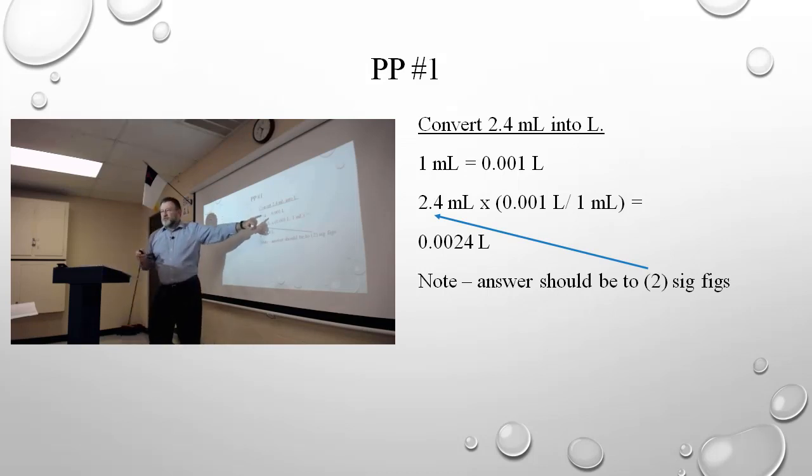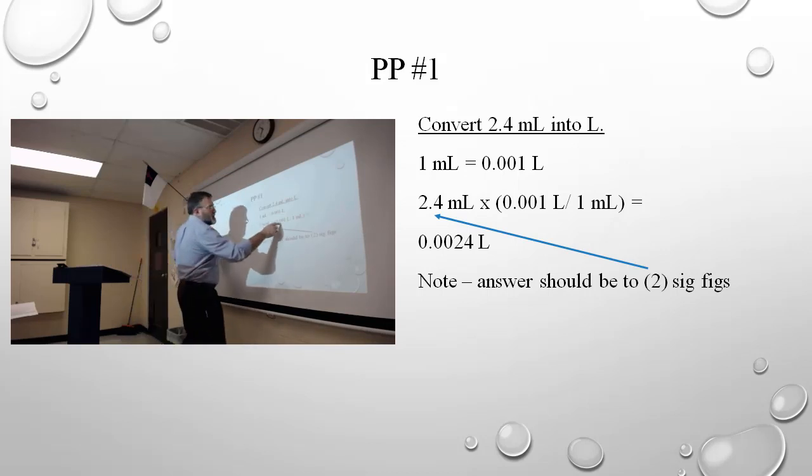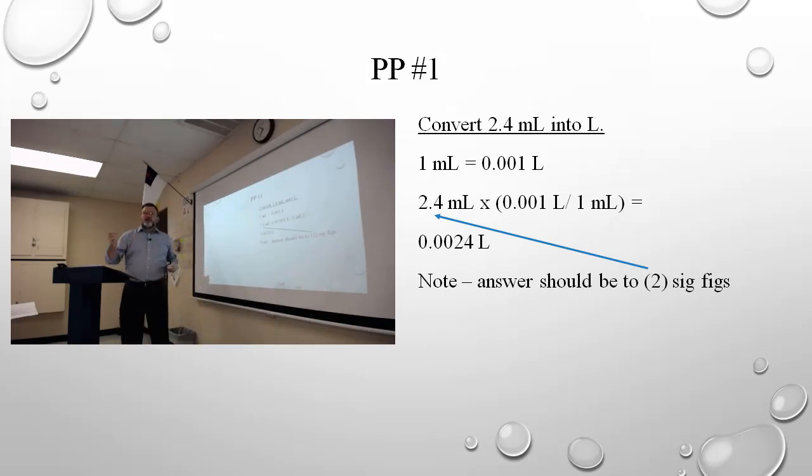I'm given 2.4 milliliters. The 2.4 has two significant figures. Everything else I do is by definition, so it's not going to affect my number of significant figures. I don't have to look back here and go, okay, wait a minute, there's one significant figure here, there's one significant figure here, and I know in multiplication it's the same as the least, so therefore it's only 1. No, because this is by definition, it doesn't impact my sig fig calculation.